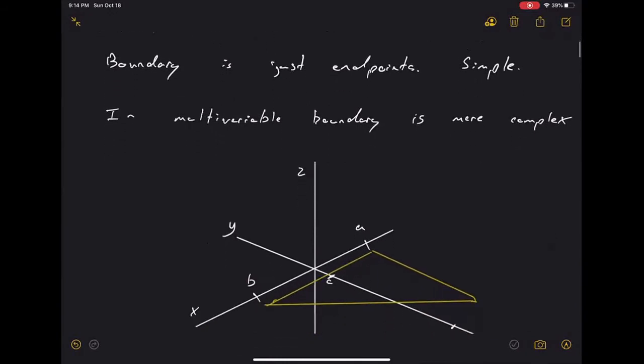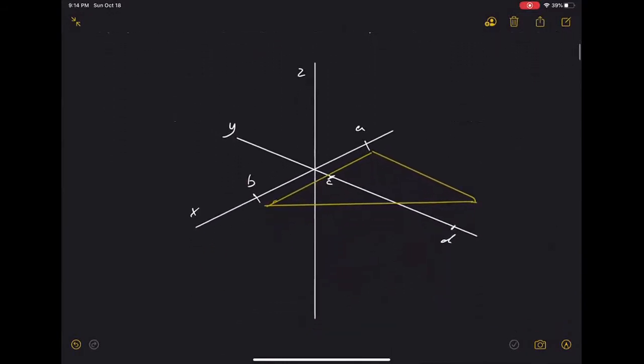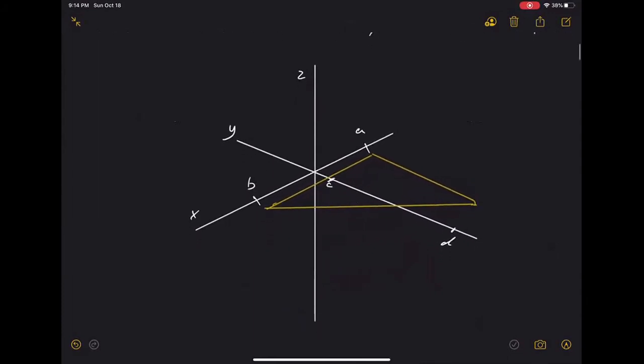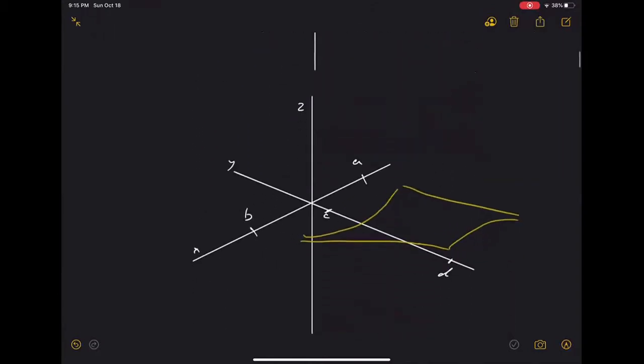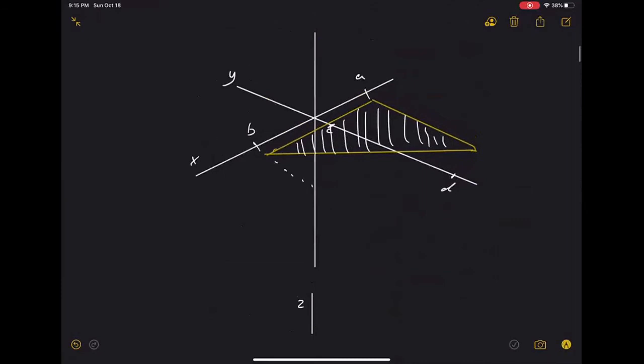But the multivariable boundaries can be a lot more complicated. When I put two dimensions together, if I just add one more dimension, I have all these two-dimensional figures that my boundary could be. So the yellow line here is our boundary, and maybe I want to integrate on this region, so everything inside this boundary. Last week we learned how to integrate on the rectangle. If I expanded that region to be here, I know how to integrate on that.